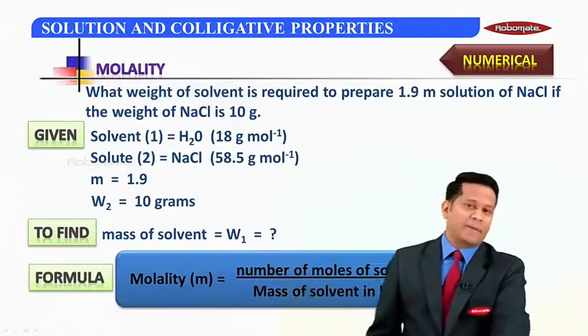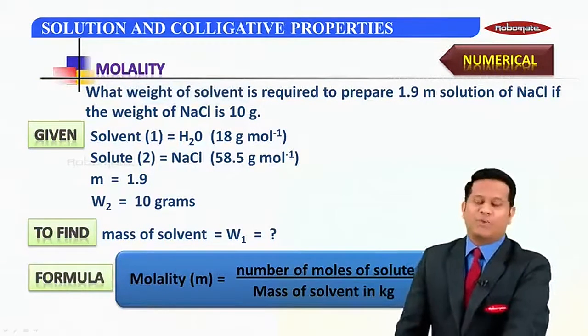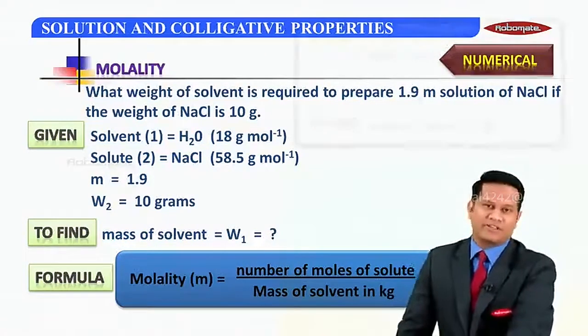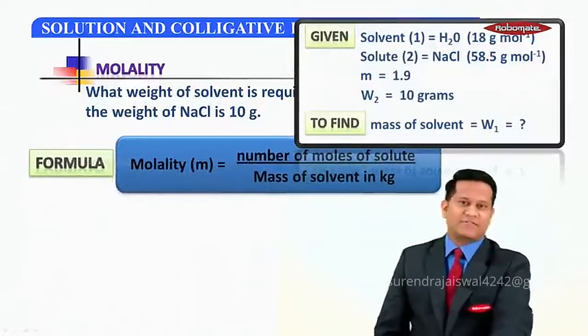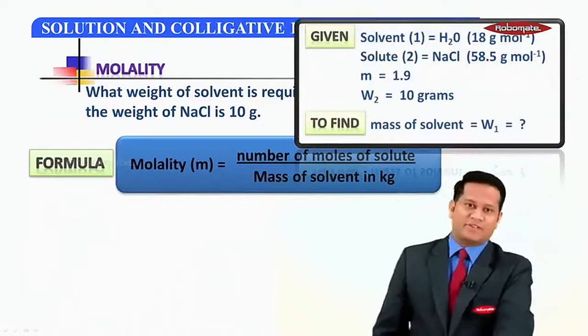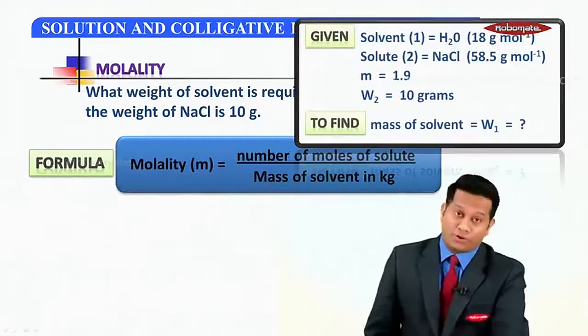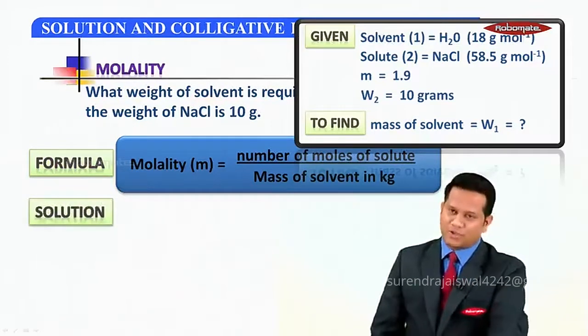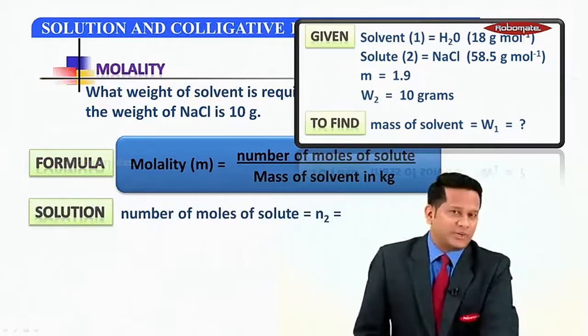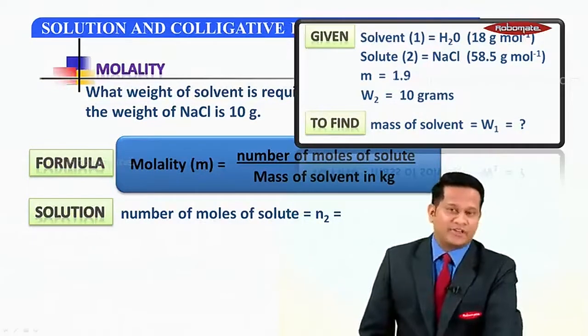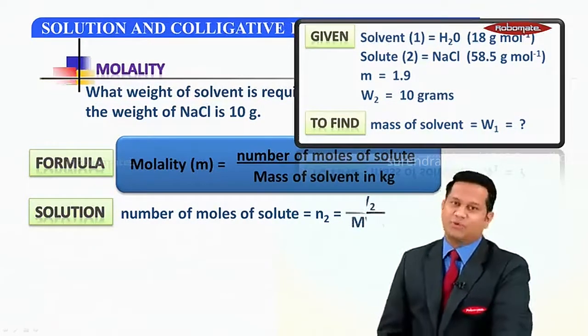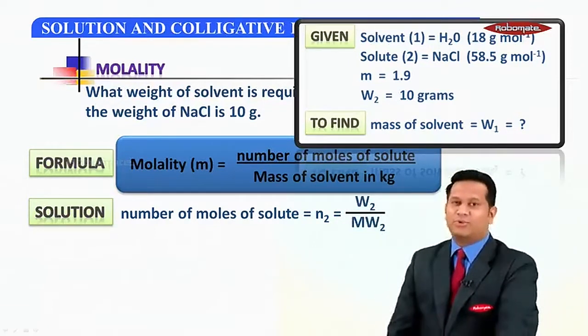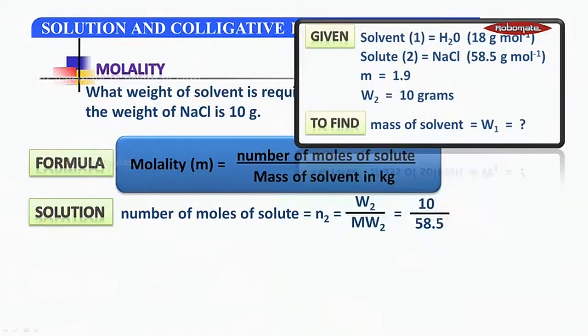Since molality is given, by default we have to use the formula for molality, which is the number of moles of solute upon the mass of solvent in kg. Since we have this data and this formula, let's go ahead. Molality, small m, is given, the number of moles of solute is not known, and the mass of solvent in kg, that is W1, is equal to question mark. So let's go ahead with the solution. First we'll try to extract the number of moles of solute, that is the numerator in the formula for molality, that is N2, which is W2 upon MW2. Do I have the value of W2? Yes, definitely it is 10. And MW2 is 58.5. So division will give me a value like 0.1709. So I have the value of the number of moles.